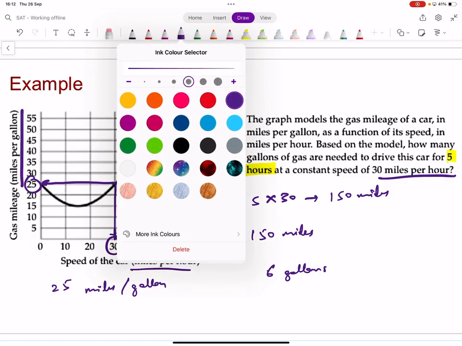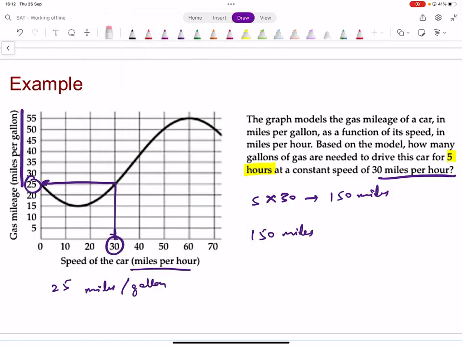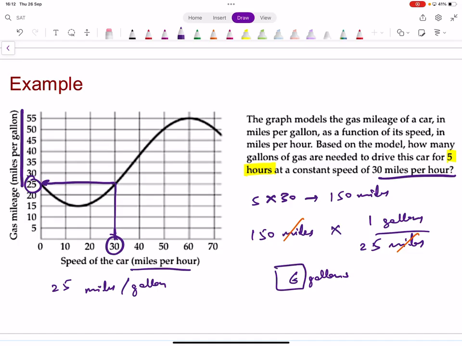We want gallons, right? You want to cancel out miles from here. So what do we do for that? We can say gallons over miles. We need this conversion factor, gallons to miles, so that miles cancel. What's the ratio from gallons to miles? 1 gallon to 25 miles. 150 over 25, what do we get from that? 6 gallons. And that's our answer. That's the amount of fuel needed to travel 150 miles at 30 miles per hour. Is that okay? No problems?